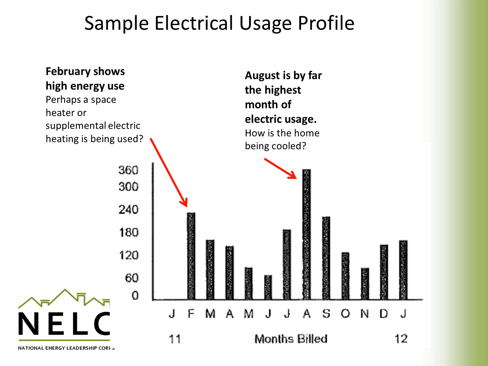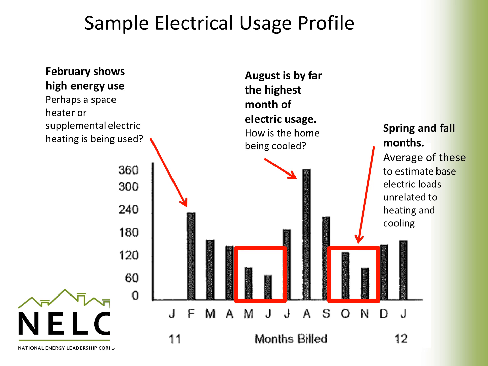Similarly, costs are spiking in the summer. It might be worth looking into the potential opportunity to improve the efficiency of the air conditioning systems in a home. Spring and fall months can represent base electric loads for all the other items in a home not related to heating and cooling.